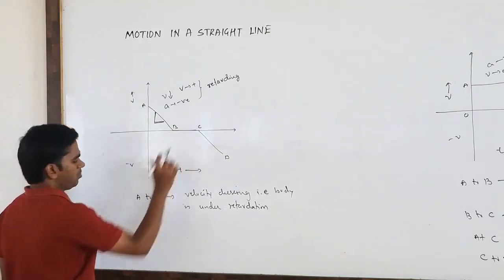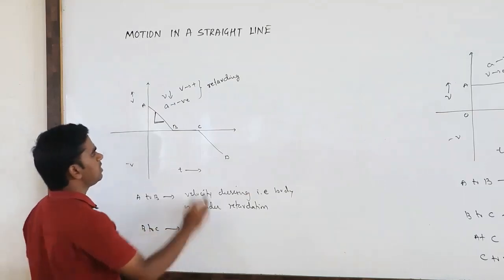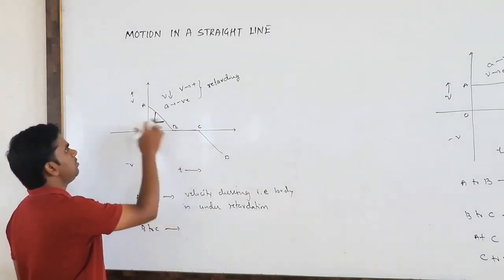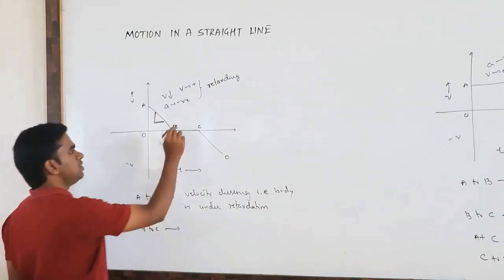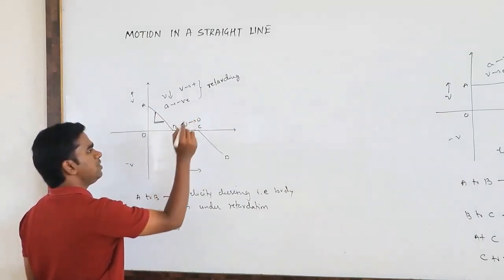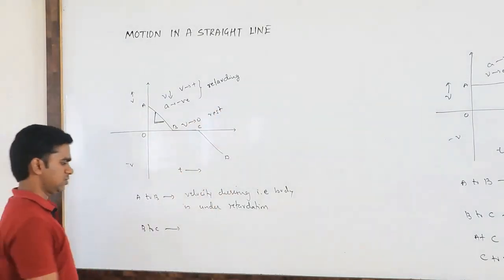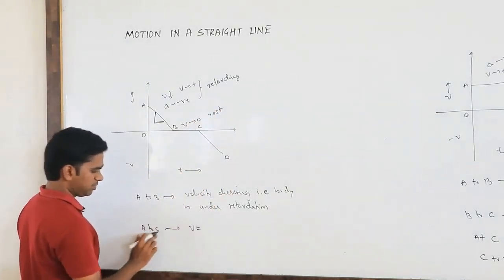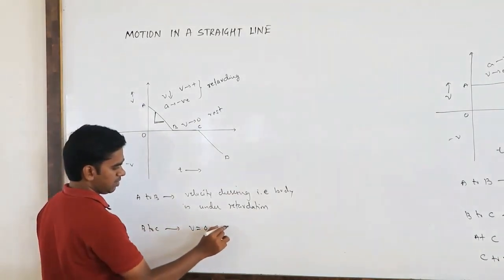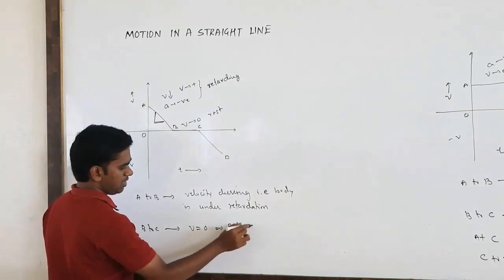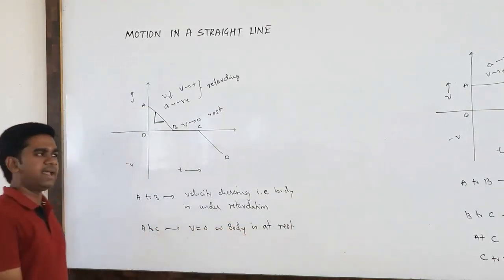If you look at B to C, what is happening from B to C? From B to C, velocity is 0. There is no velocity. So V is 0. V is 0 means what? The body is at rest. So from B to C, V is 0. It means that the body is at rest.